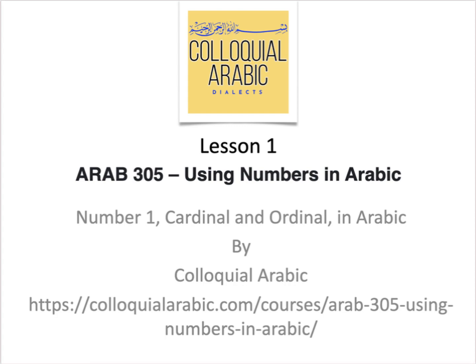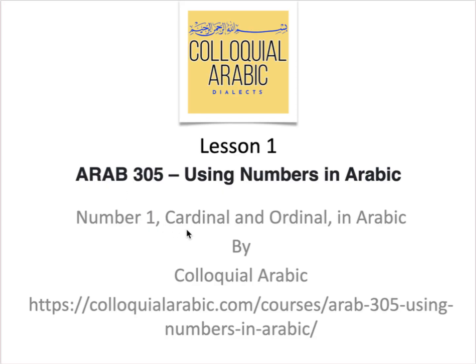Cardinals are the basic counting numbers like 1, 2, 3, which are used to quantify nouns. Whereas ordinal numbers represent position or rank like first, second, third, and they are essential when describing order or sequence. So in this course, Arab 305, we will examine how both types of numbers are formed in Arabic, their grammatical rules and how they interact with nouns in gender and in case. Additionally, we will also provide examples from everyday conversation to demonstrate their usage in context.